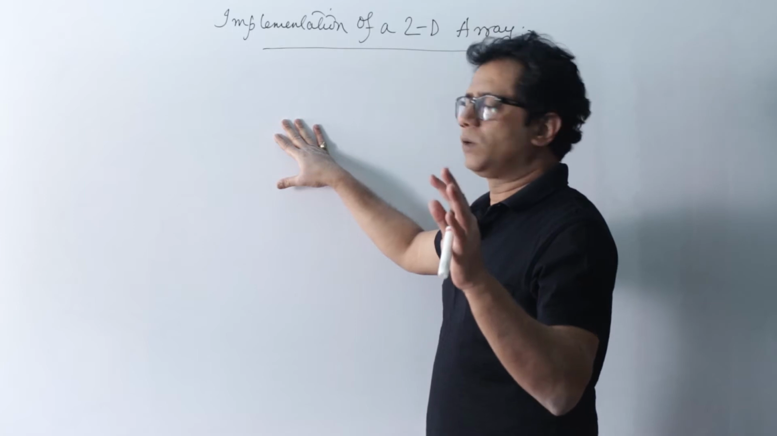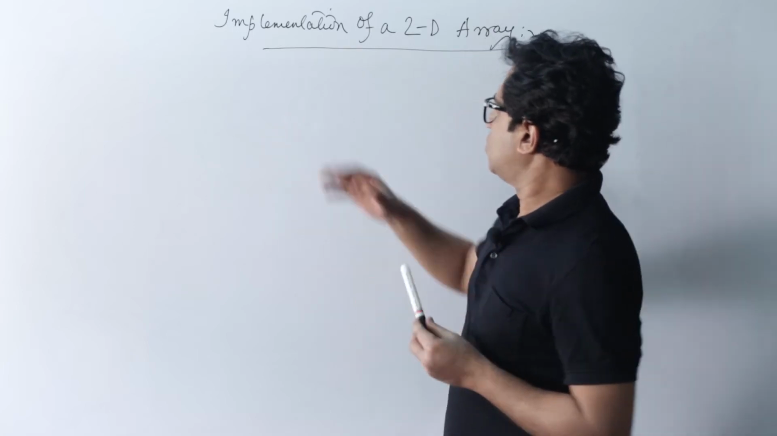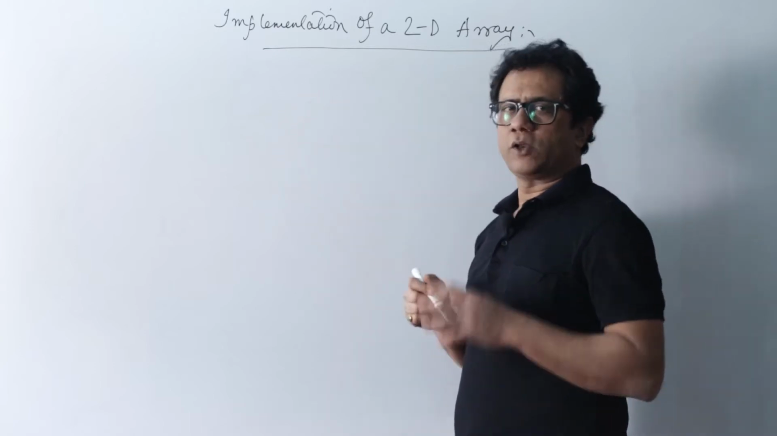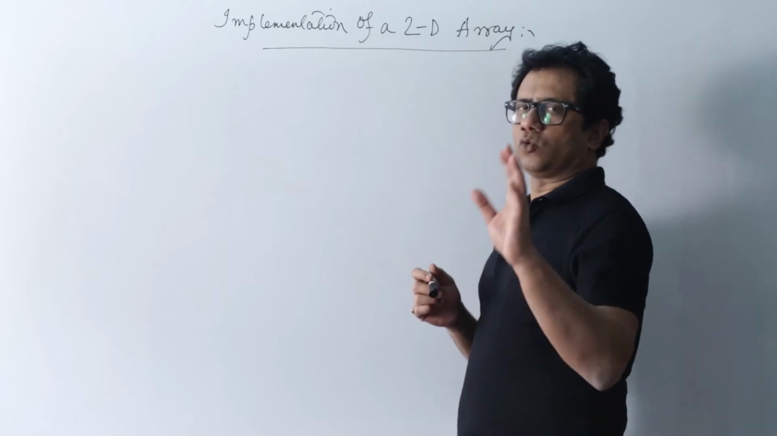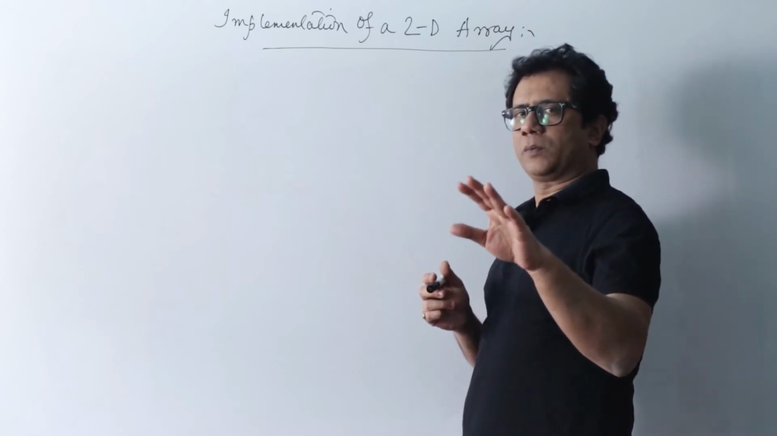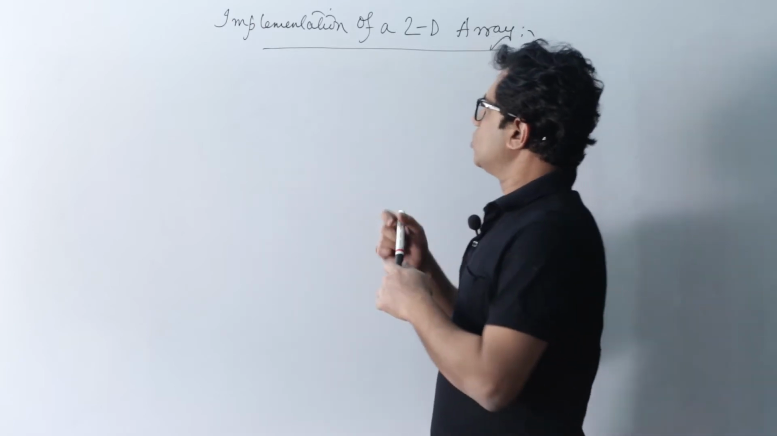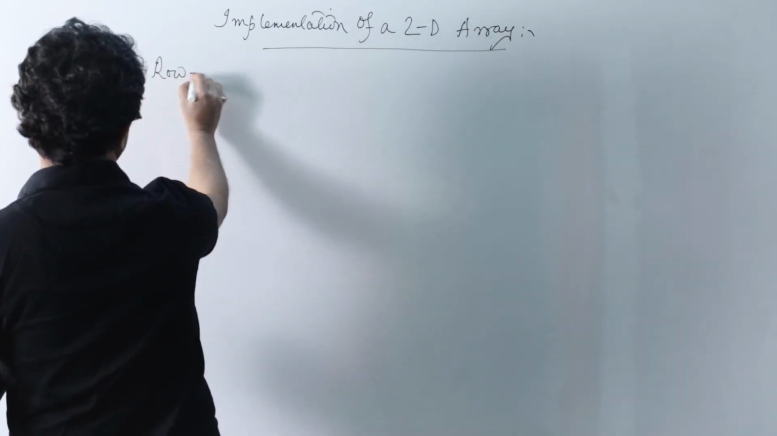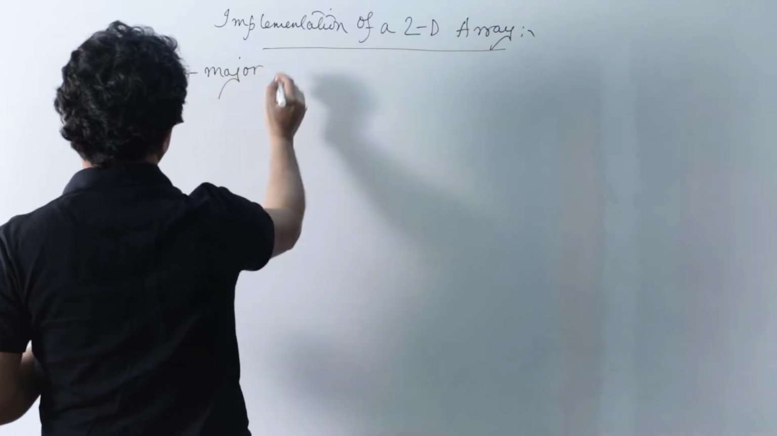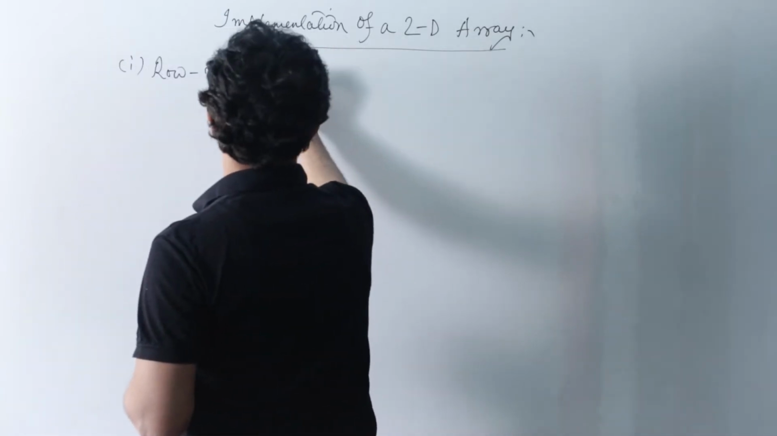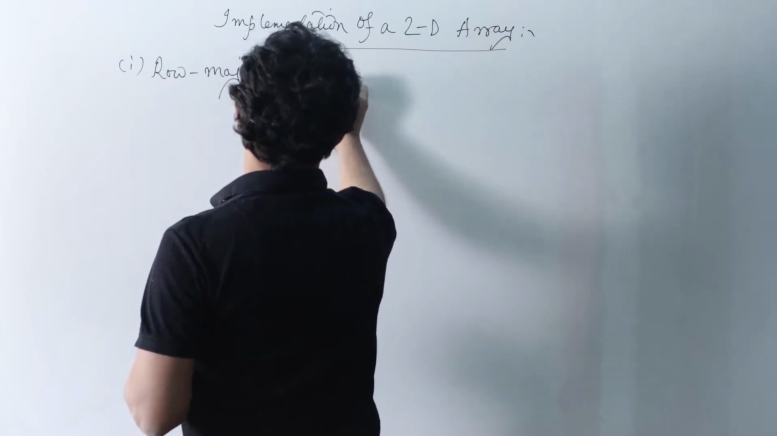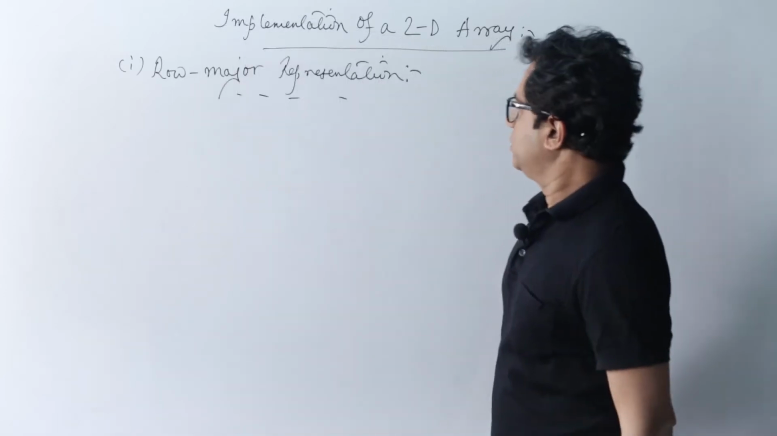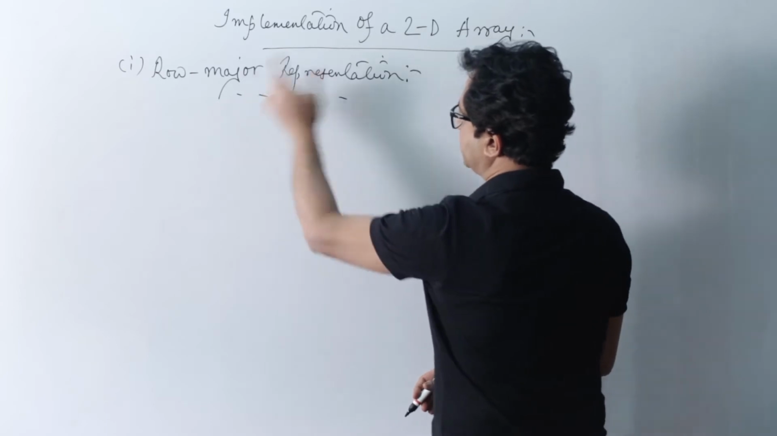So first of all, the concept will be given to you by means of a logical representation of a two-dimensional array, and I will draw a two-dimensional array on the board in order to show you the logical implementation and the physical implementation of the two-dimensional array in the computer memory. So the first topic of discussion is row major representation, where row is given the higher priority than the column. Row major representation is one in which the row is given the priority.